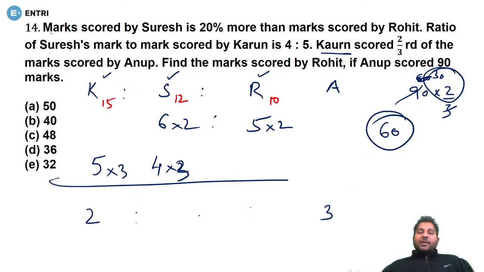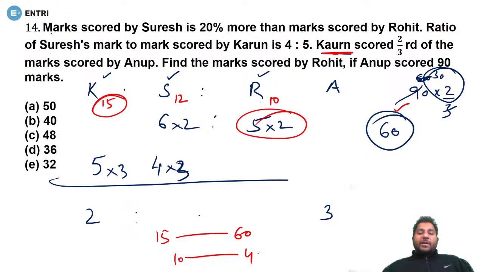And we know that if Karun has scored 60 marks, it has to be equal to 15 ratio. So this 15 ratio equals 60, that means 1 ratio equals 4. Now we need to find the score made by Rohit. Rohit has 10, so we will multiply by 10 to get 40.